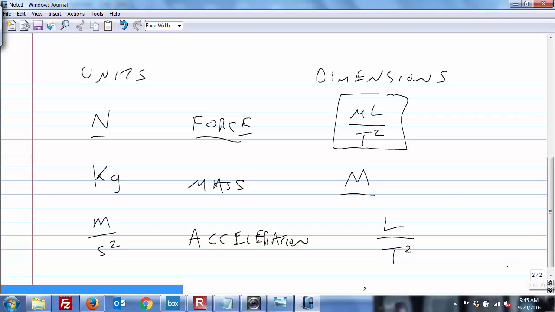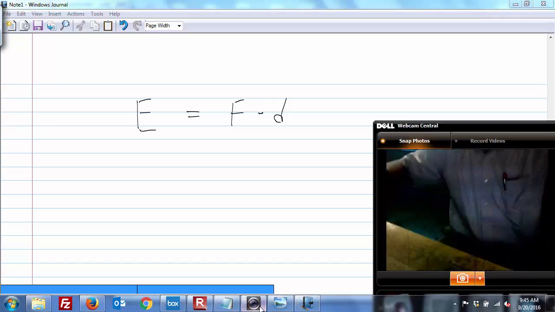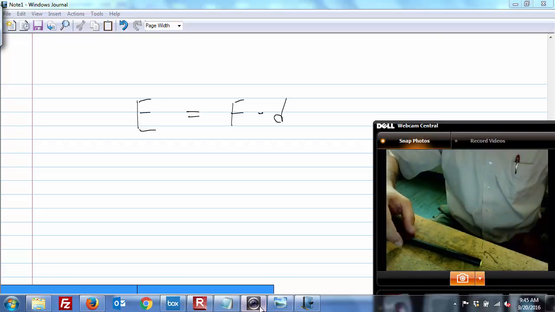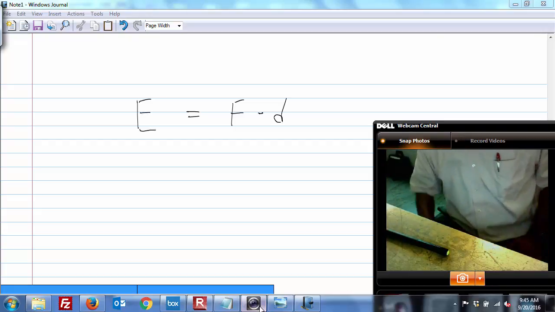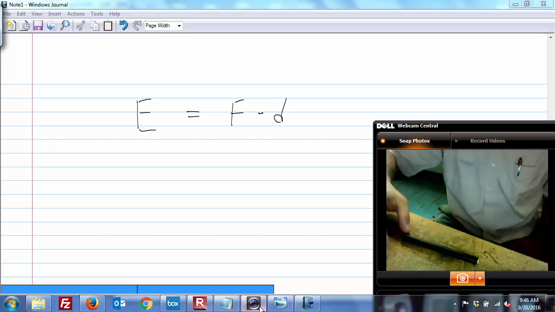So now what we're going to do is tie force in with power and energy. Very important. Energy equals force times distance. For example, if I'm going to do some work, I'm just going to take this pen and move it from here to here. That took energy. I applied a horizontal force. There's also a vertical force acting on that pen from gravity, and I had to overcome that.